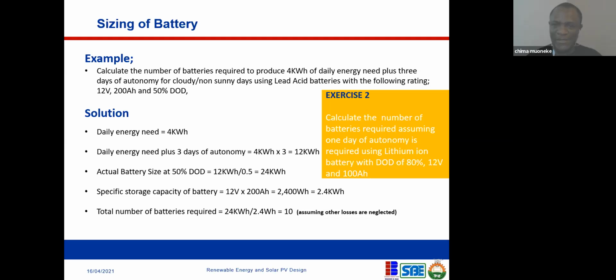Yeah, we are still solving for this example that I gave, but again, we're assuming that the battery characteristics have changed. You have a 12 volt battery with 100 amp hour, and the depth of discharge is 80%. And in this case, we are using a lithium ion battery, not a lead acid battery. So that's the exercise that you're supposed to solve, not for lead acid battery.